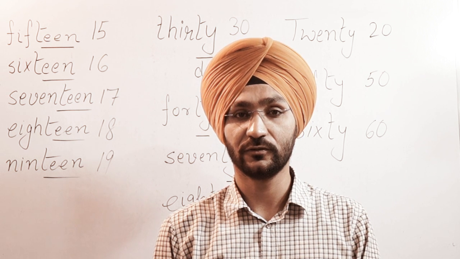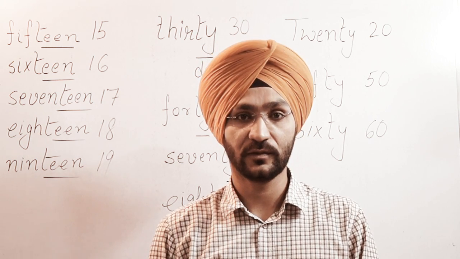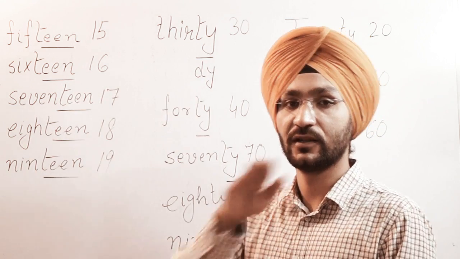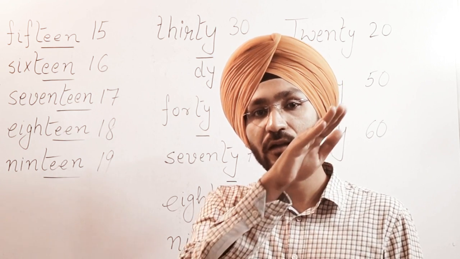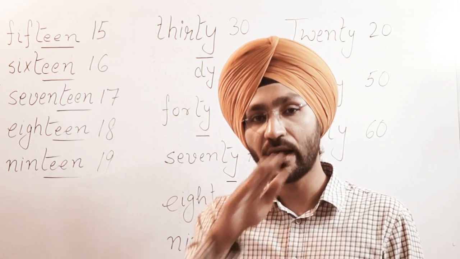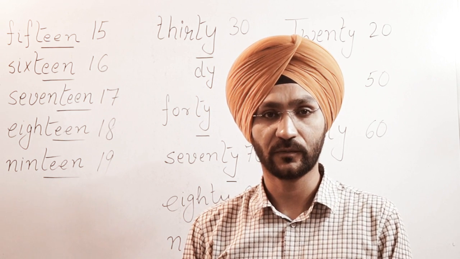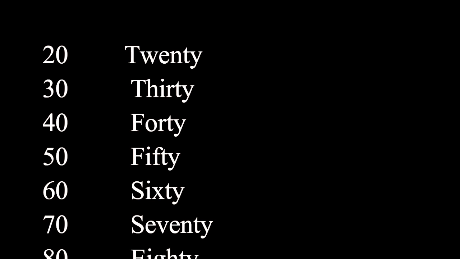And the number that ends with 0, then we stress on the first part of the number. For example, 30, 40, 50, 60, 70, 80, 90. Let's practice with me. 20, 30, 40, 50, 60, 70, 80.